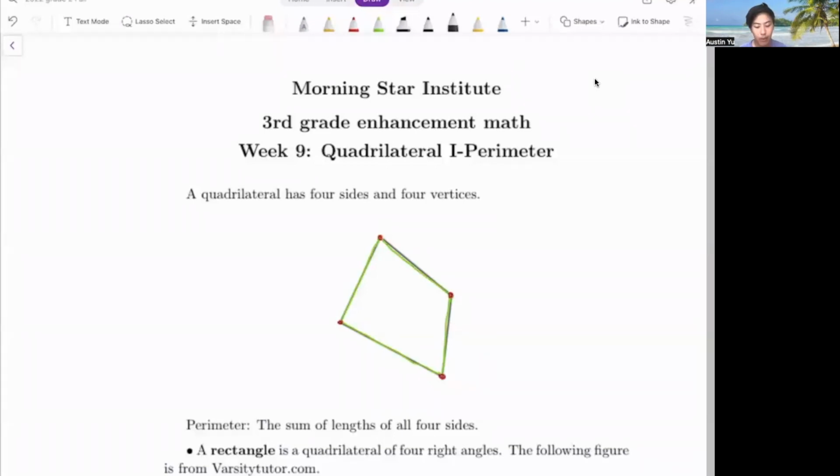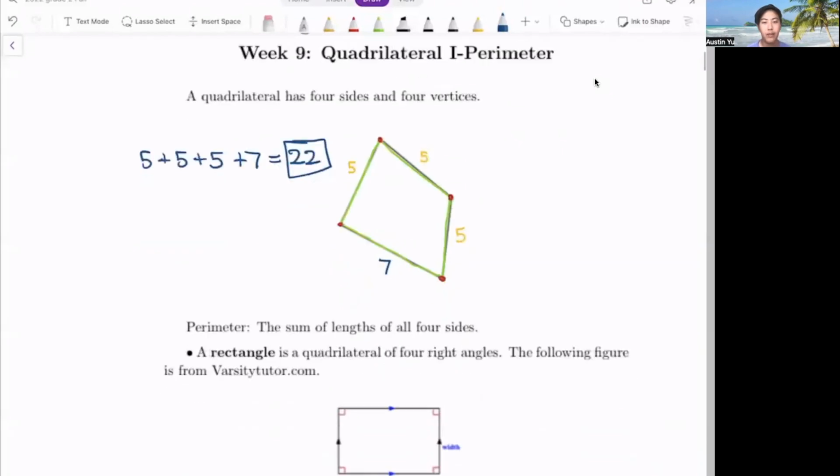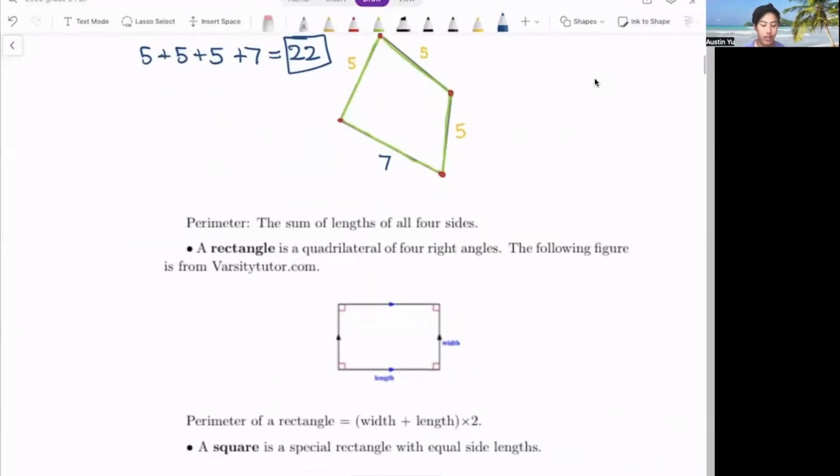For example, when solving for perimeter, we can mark this side as 5 in yellow, this side as 5, this side is 5 on the right side, and finally at the bottom, we can just say, for example, that this can be 7. So the perimeter of this quadrilateral would just be 5 plus 5 plus 5 plus 7, and this just gives us 22. So the perimeter of this quadrilateral would just be 22. And then the perimeter, which is the sum of lengths on all four sides, which we just did.